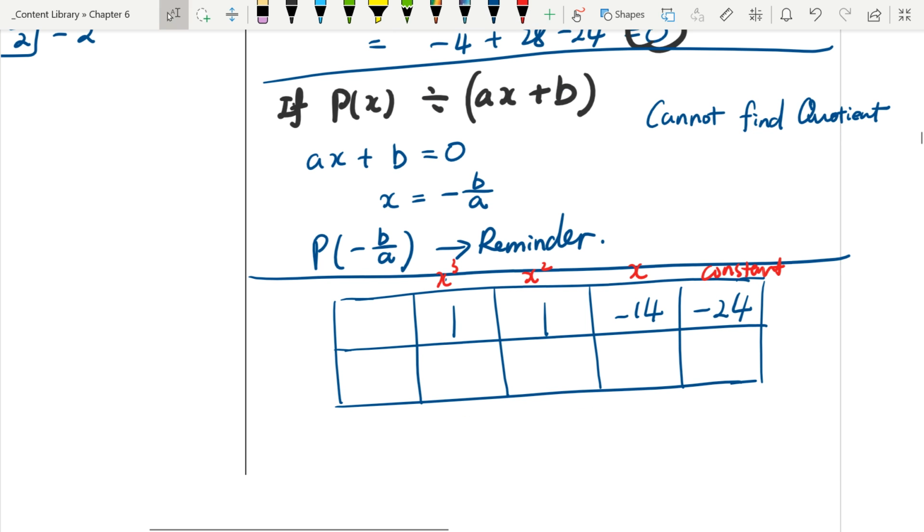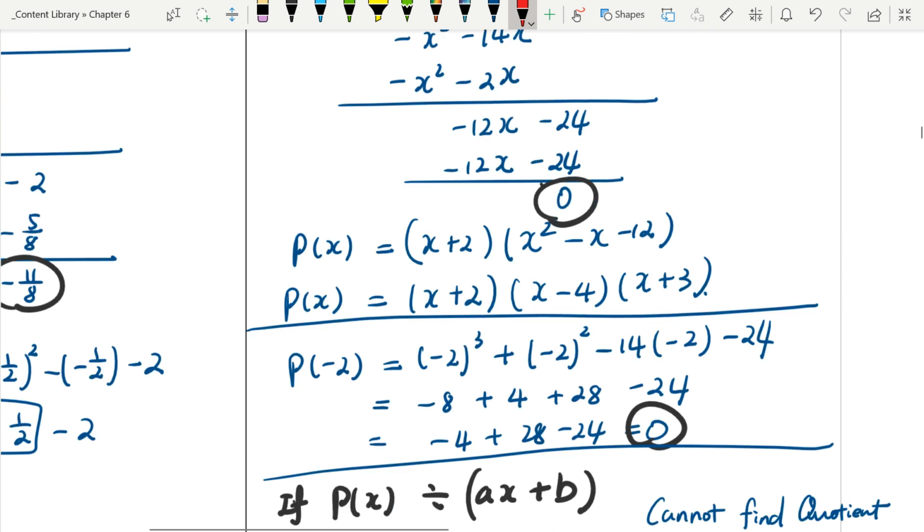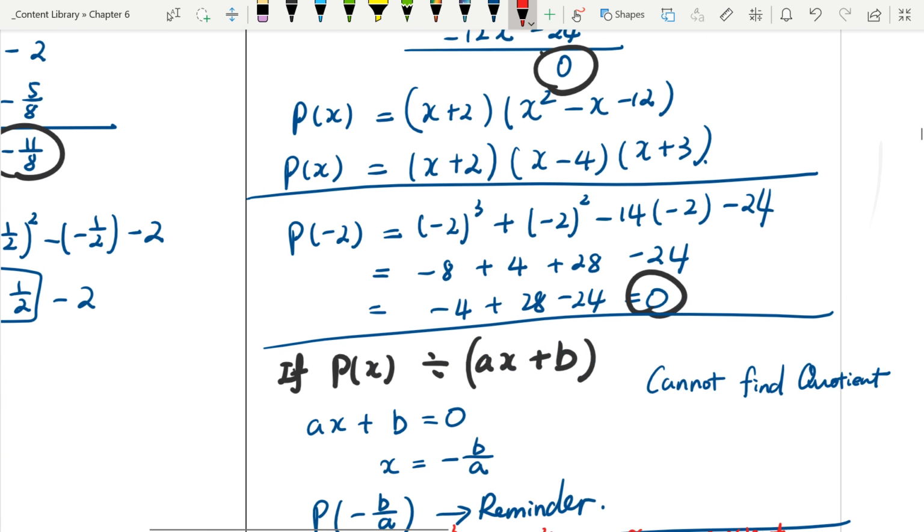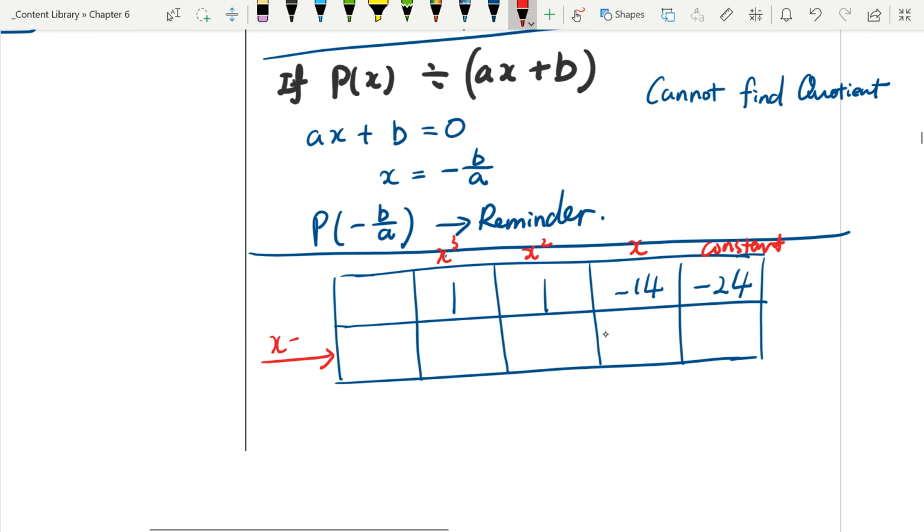This only works for linear. It only works when you try to divide by a linear. If you try to divide by a quadratic, it doesn't work. What I'm trying to divide by in this question is x plus 2. So I'll put minus 2 here. Same reason as how we find the remainder, you sub the same value in. So you put negative 2 there.